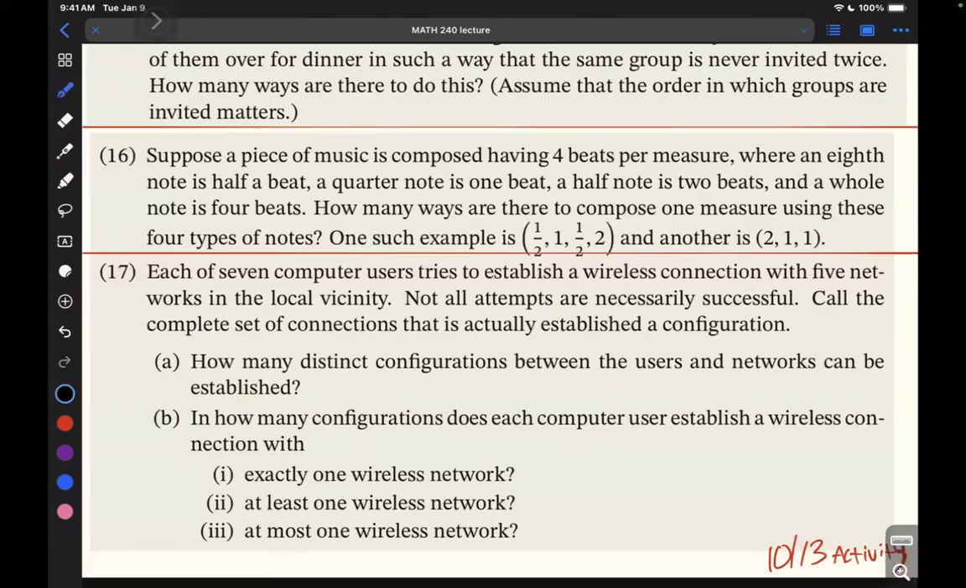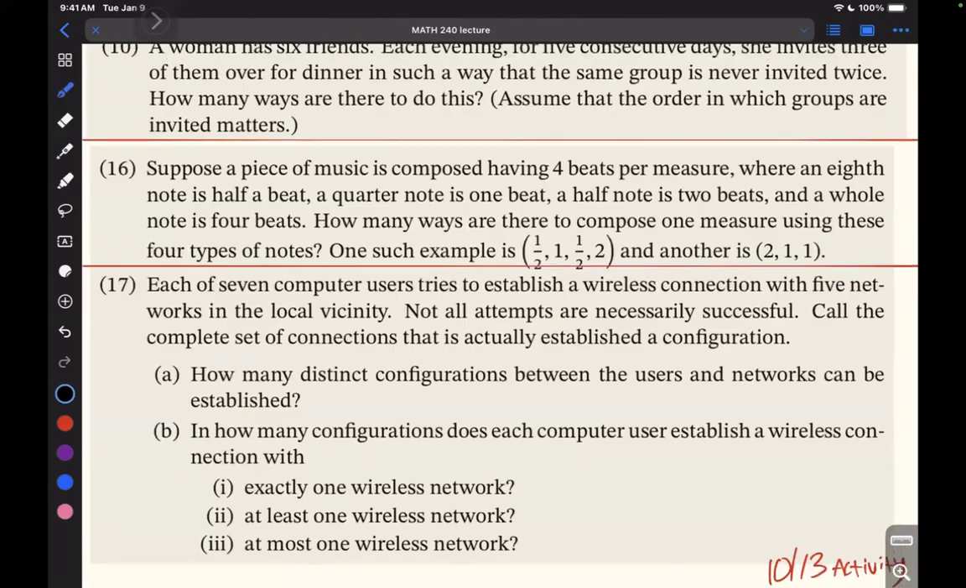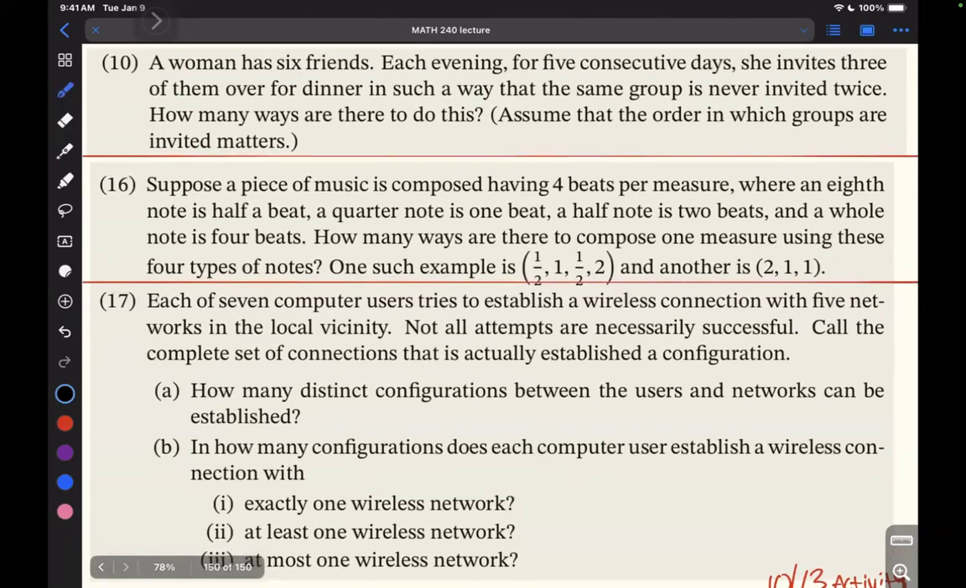The other one is we've got a piece of music and it has 4 beats in a measure. And we've got different kinds of notes. So we've got a 1/8 note, that's half a beat. We've got a quarter note, that's just 1 beat. We've got a half note, which is 2 beats. And a whole note is 4 beats. And so let's say I have a measure and I want to know how many different rhythms can I fit there.